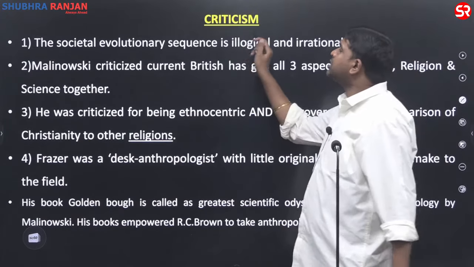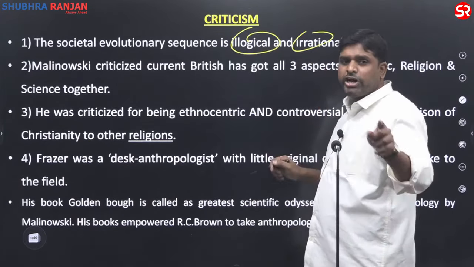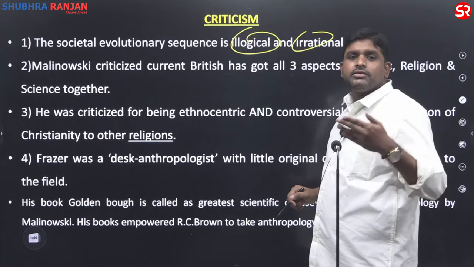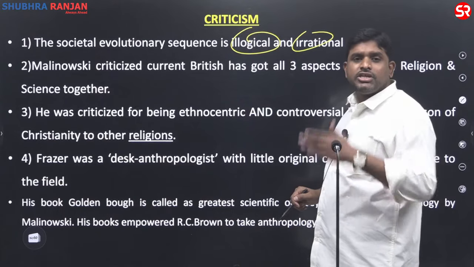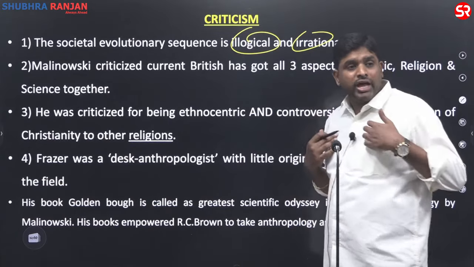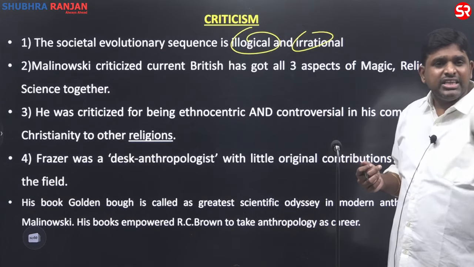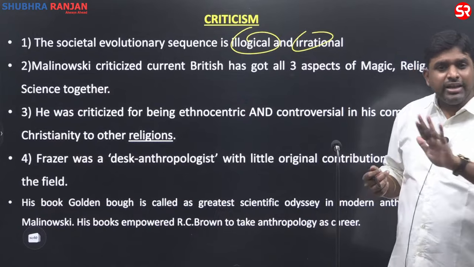The societal evolutionary sequence is illogical and irrational. Why? Because according to you, it is first magic, religion, science. Savagery, barbarism, civilization. But today we are seeing magic, religion and science. Hence your fixed theory of stages is illogical and irrational.